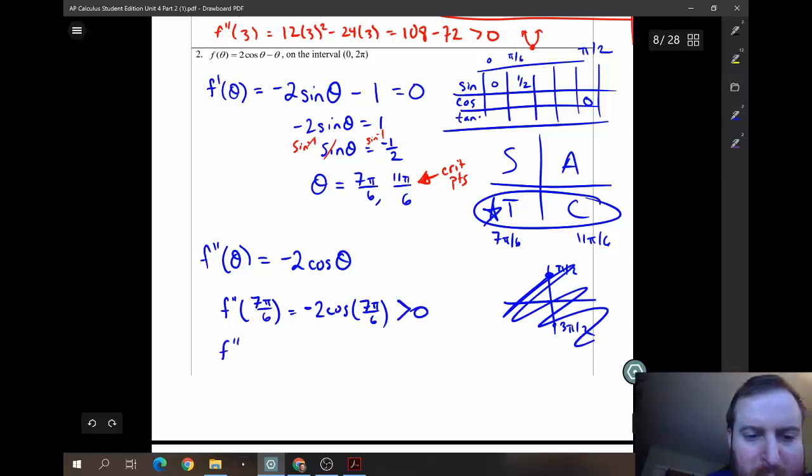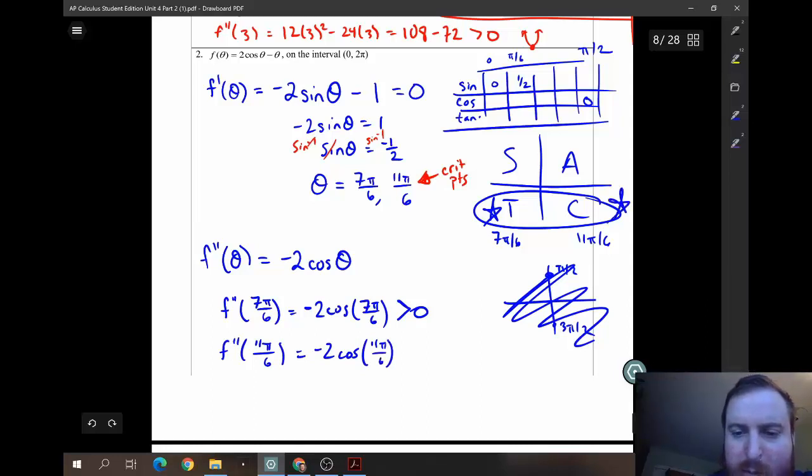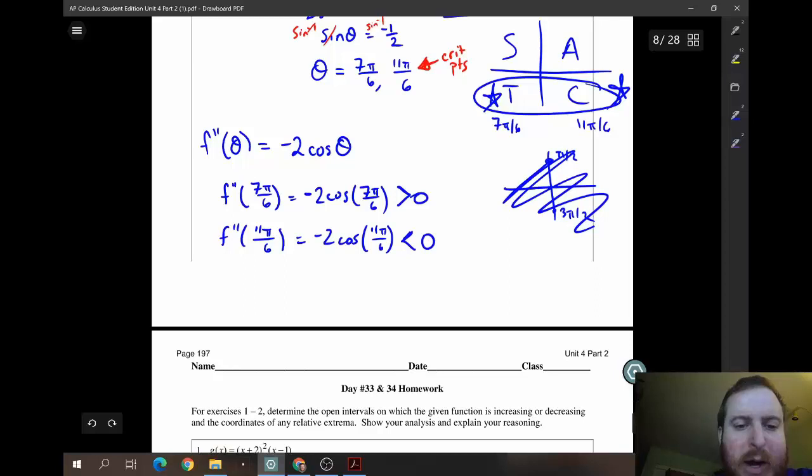And then when we plug in 11 pi over 6, we have -2 times cosine of 11 pi over 6, and that's in the fourth quadrant. That's in the C place of ASTC. And so that's a positive value. So -2 times a positive, negative times a positive will be a negative. So that's how I thought of that.